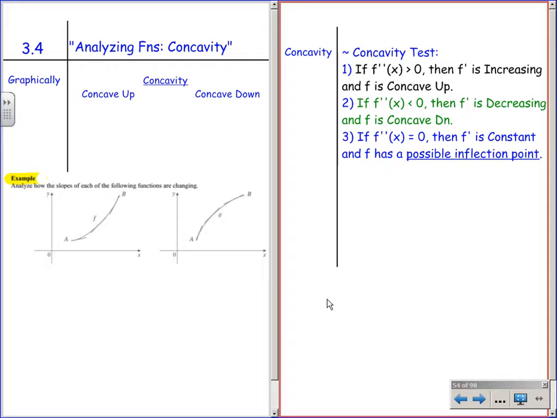But we may as well see where we're going in section 3.4. Concavity. We were just talking about increasing and decreasing. That's what the first derivative tells us. Concavity, do you guys see the test over here? Who tells us about concavity? The second derivative, yeah, buddy. The second derivative.